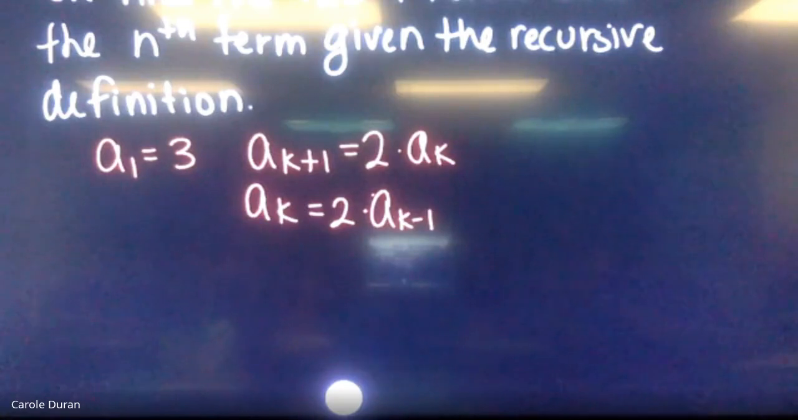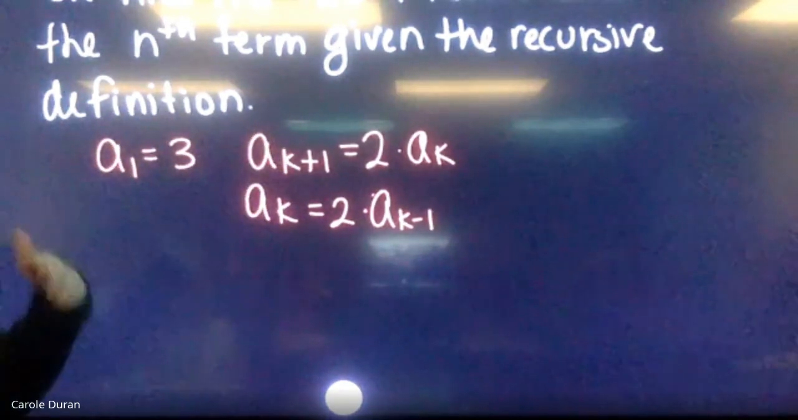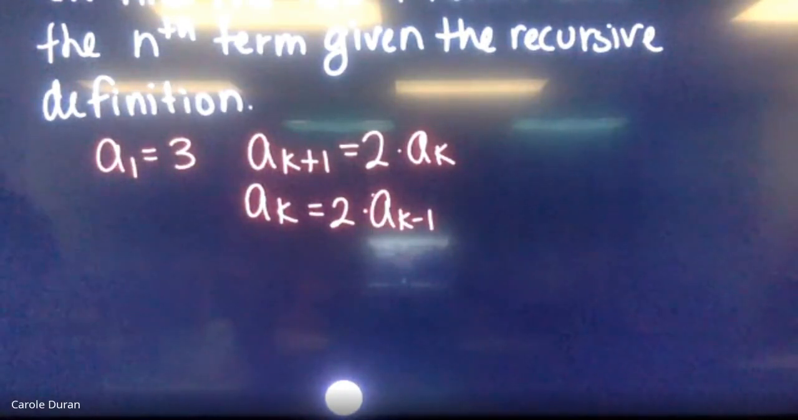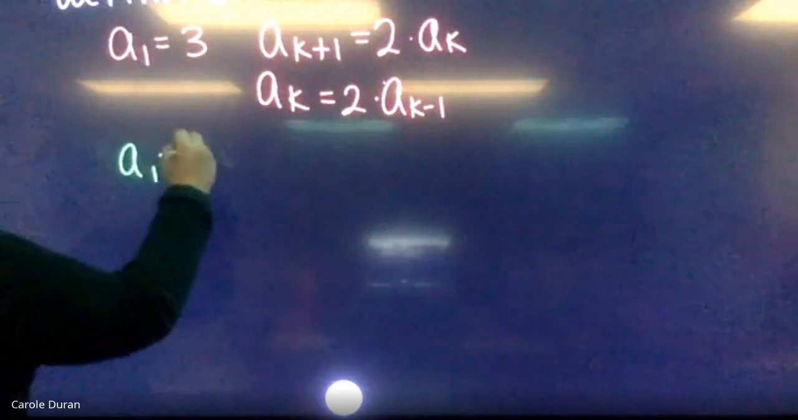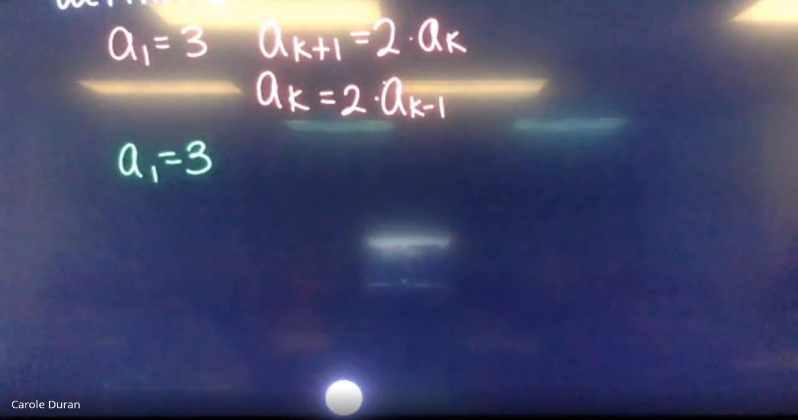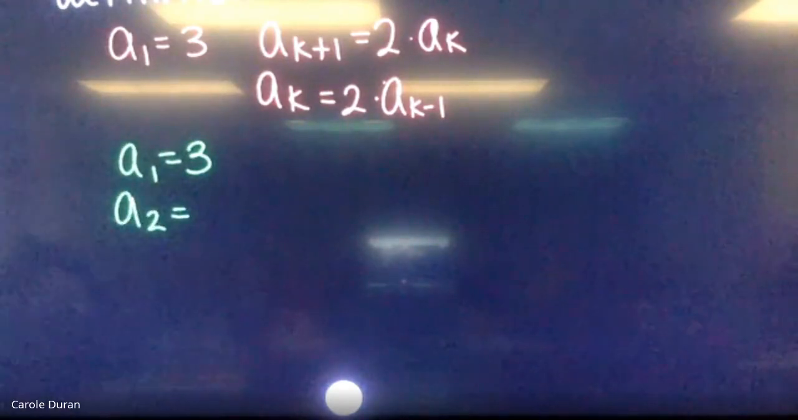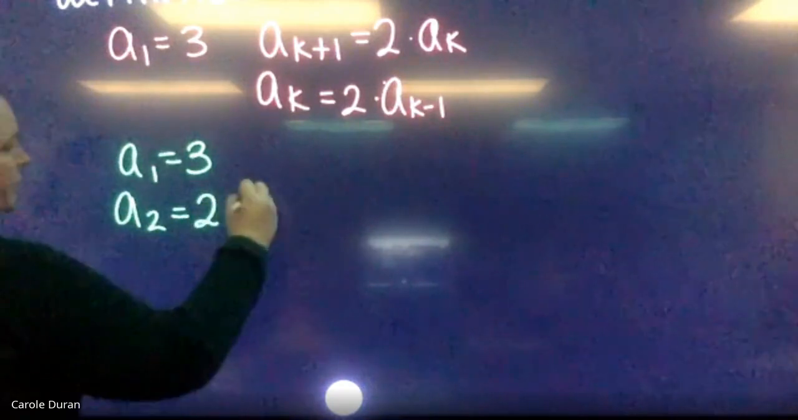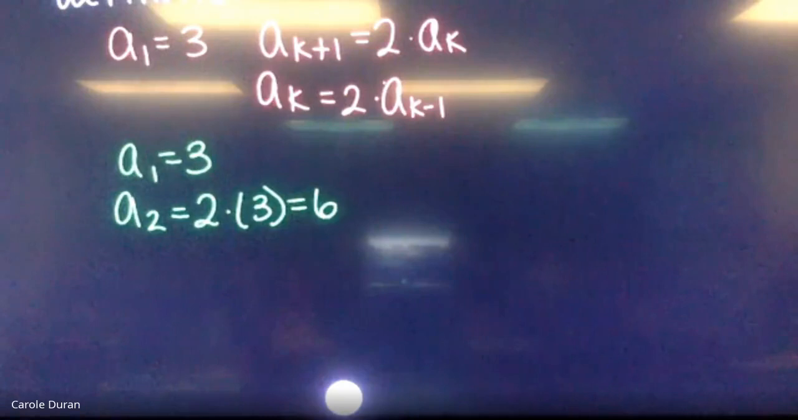So what we're going to do now is use the first term and the recursive definition, and build the first 4 terms from that. The cool news is I already technically know the first term. A of 1 is equal to 3, so that's term number 1. How then do I find term number 2? I go to A of 2, and it tells me that that is 2 times the term that came before it. So that means it's 2 times 3, which is 6.